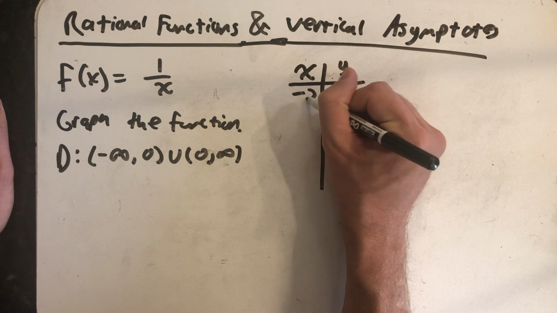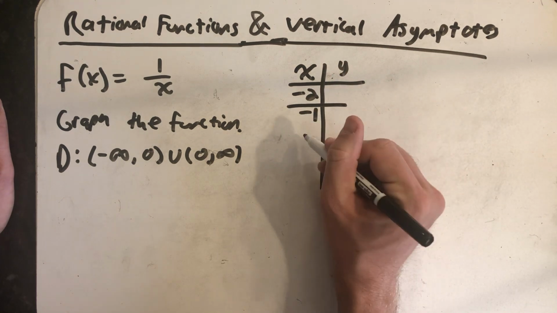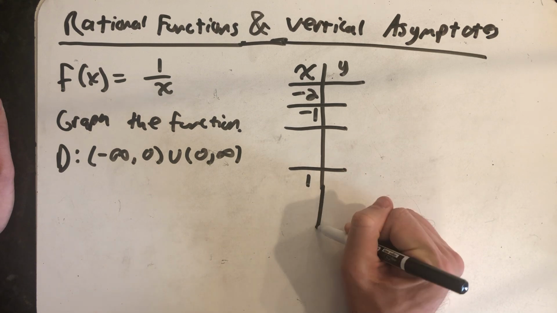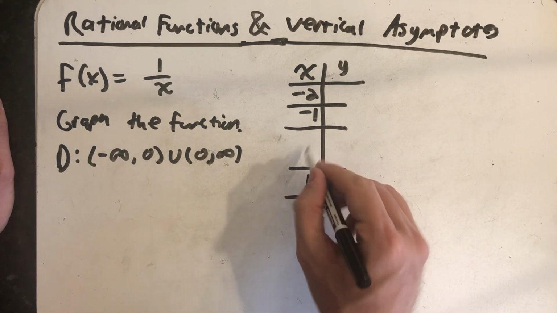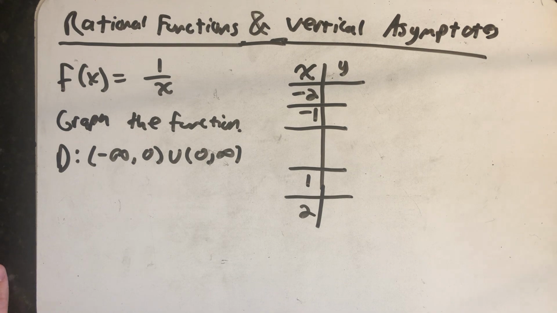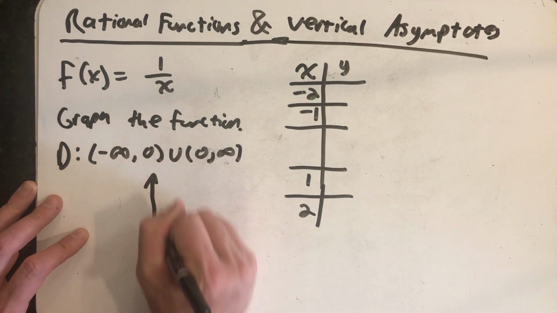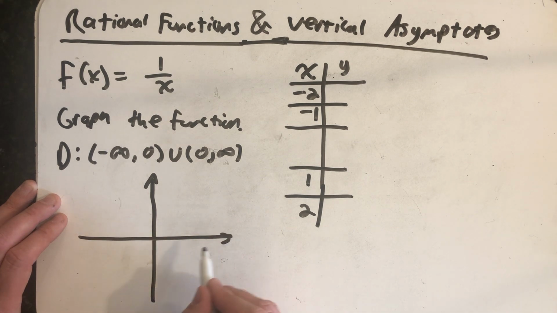So maybe I pick -2, -1, and I'd usually like to pick 0, but I can't because it's not in the domain. So maybe naively I just pick 1 and 2 after that. And I've left a gap in my table because I'm going to go back and plug in some values in a moment. I'll probably need even more room than that. But for now, let's just plot the points we have.